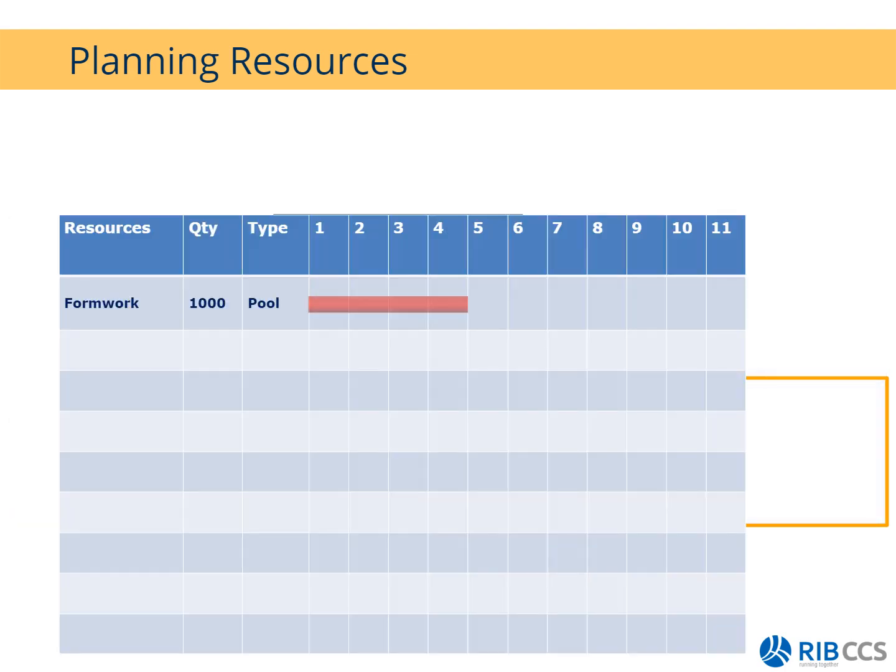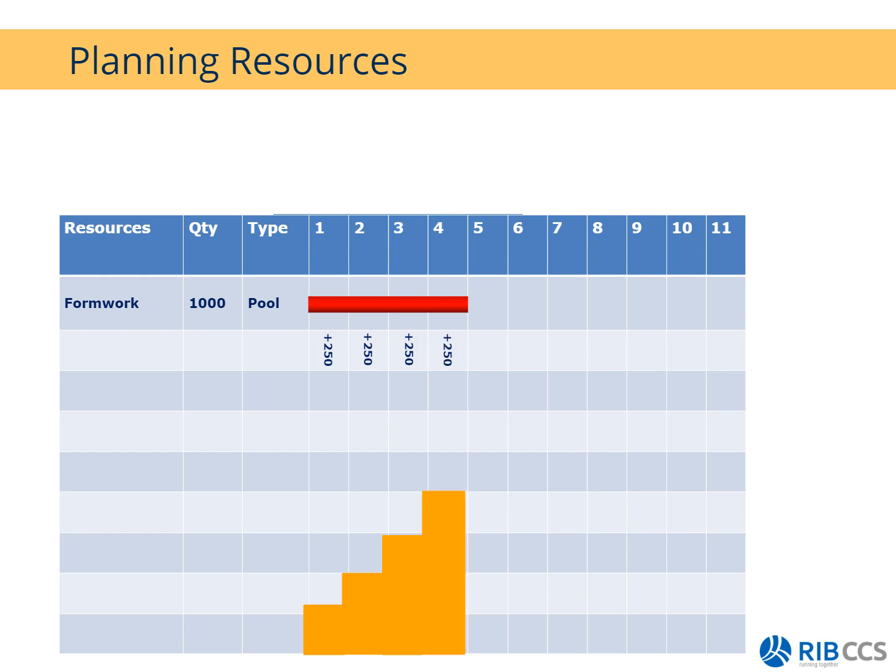All right, so if we just look at this in a lot more detail, this is the example we have: formwork, running for a duration of 4 days. I will then allocate 250 per day until I get to my 4th day to make the 1,000. Then it will remain in the system for the duration of this positive allocation that you've done.